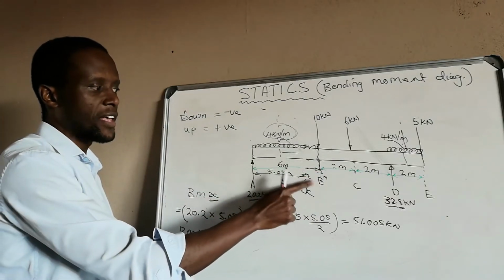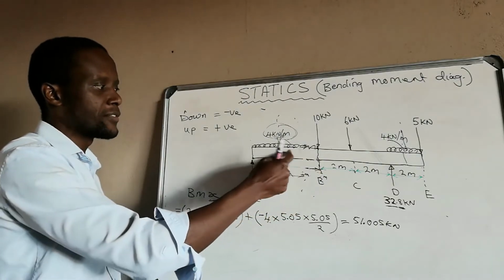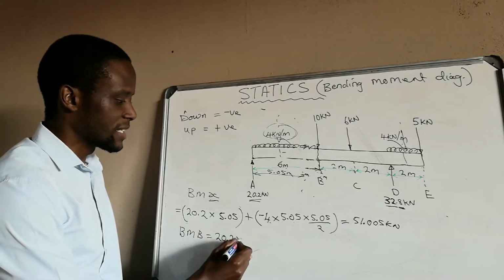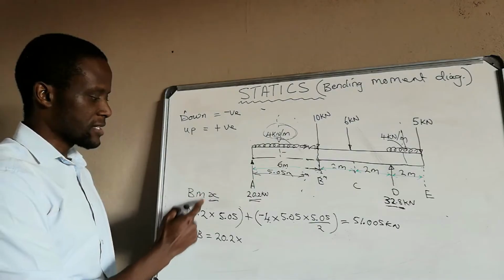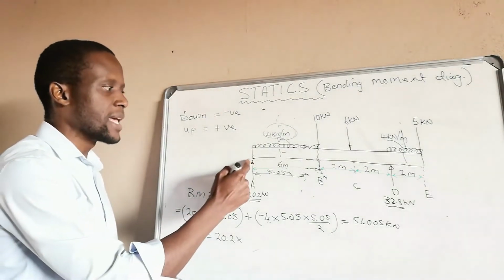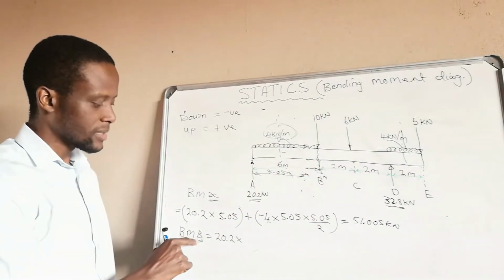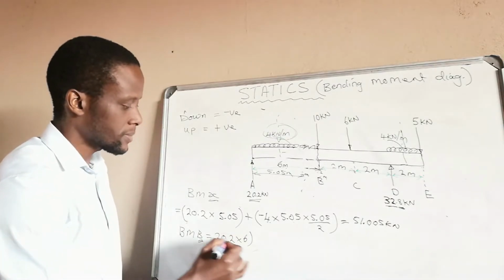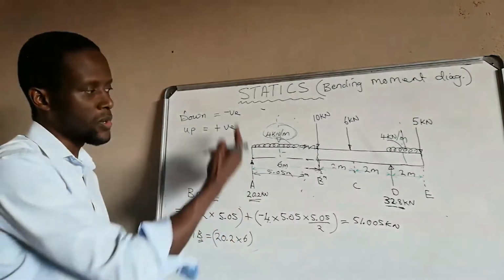We are not going to deal with X anymore. At this point, we are just dealing with point B. What we have on the left side, with B, is 20.2 times the distance from A up until B. In the first calculation, we were going up until point X, but now we are looking at from A up until B. So the distance should always be to the point where you're taking your bending moment. So we'll be calculating times 6. And it is a positive 20.2 since it is going upwards.